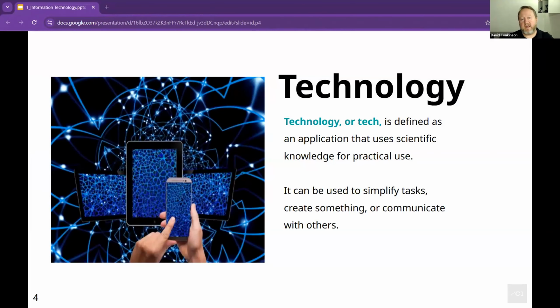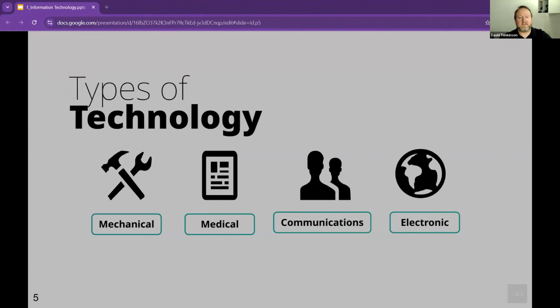So technology, tech, whatever you fancy calling it, there is a definition to it. It's basically defined as an application that uses scientific knowledge for practical use. Yes, these things are supposed to make our life easier, better, more enhanced. It's used to create or complete simple tasks, complex tasks, all tasks, to make things simplified for us, to help us with both communication as well as the doing part of IT.